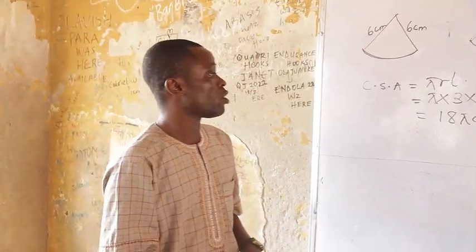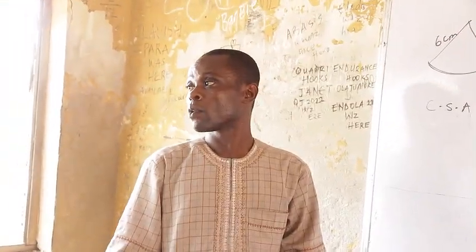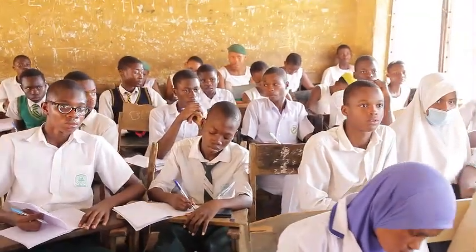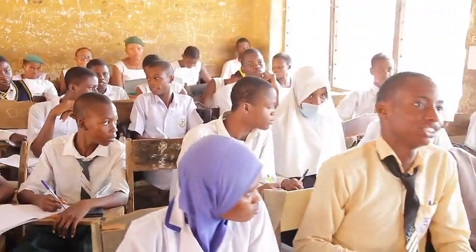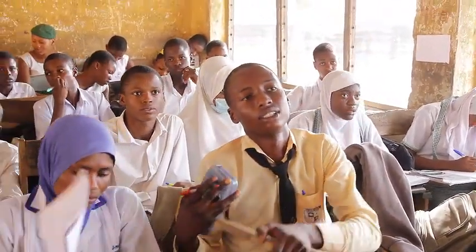Okay, what's the second question? Calculate the size of the angle of the sector from which the curved surface is made. That is theta. So you know there is a formula that connects sectors and the cones together. And what is the formula? Anybody? Give us the formula that connects sectors and cones together.